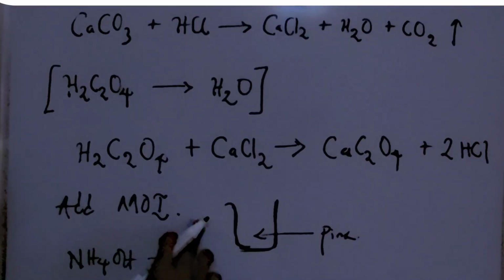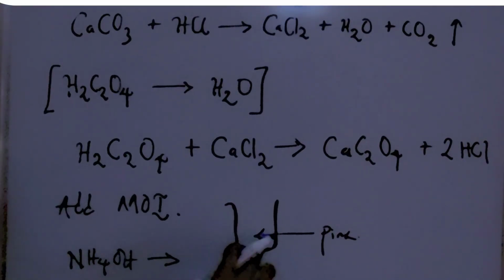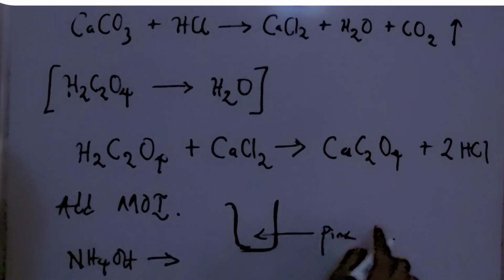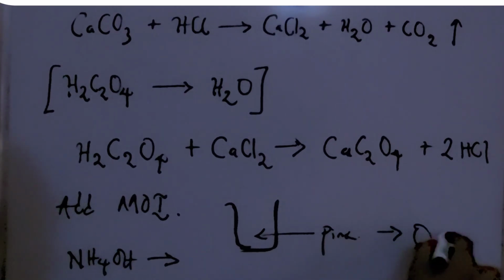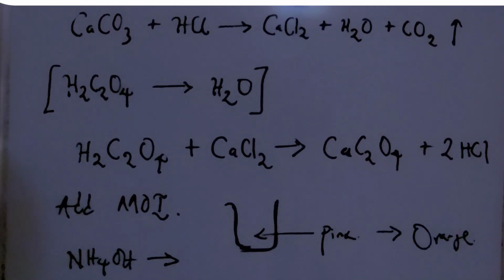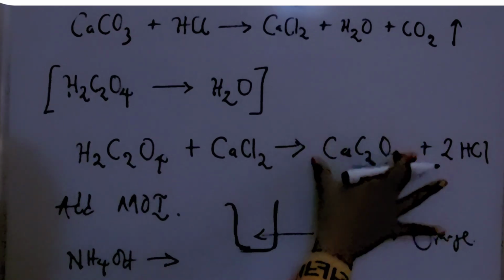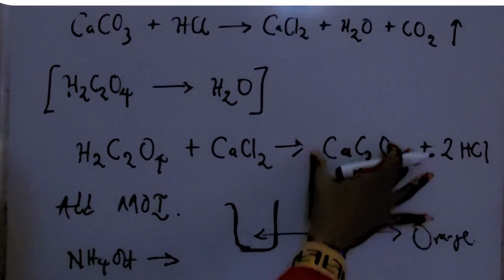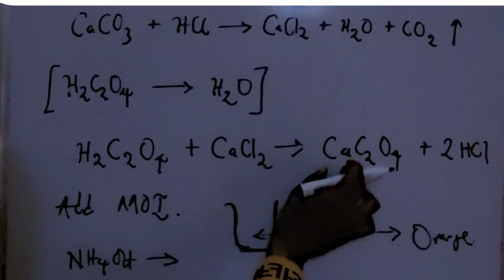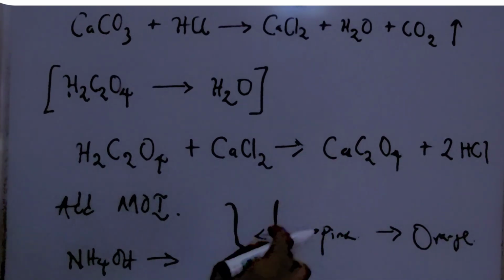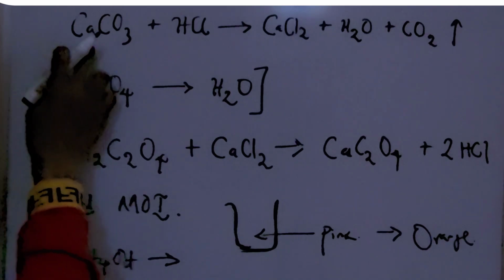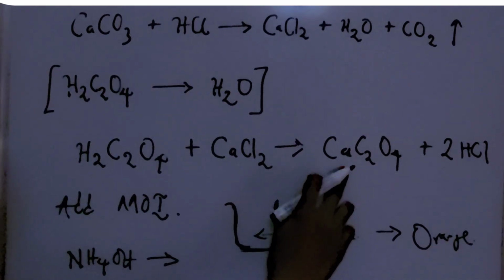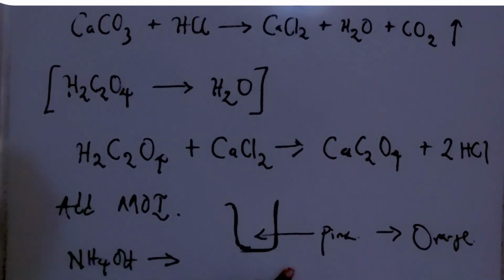So once you're adding this, you have to add it gradually till this pink color changes to orange. You observe an orange coloration. Once that is done, we are sure that hydrochloric acid has been neutralized, meaning that it will not interfere with our species here, which is our analyte. This is what we're interested in, and this is what we want to determine: the amount of calcium in limestone. And remember, 1 mole of calcium carbonate is giving 1 mole of the oxalate, right? So now, this is essentially it.